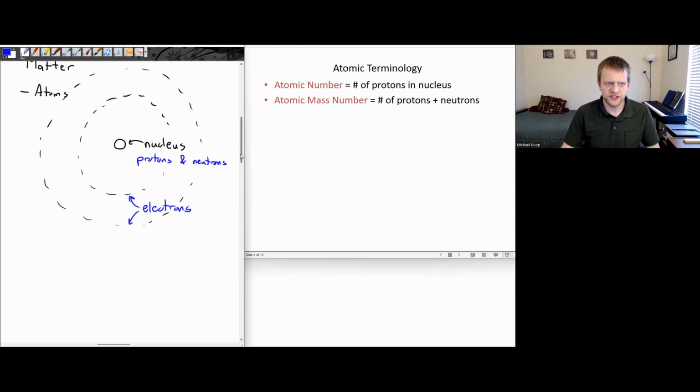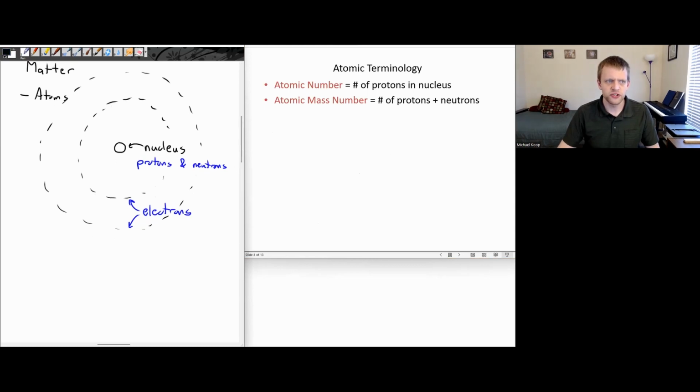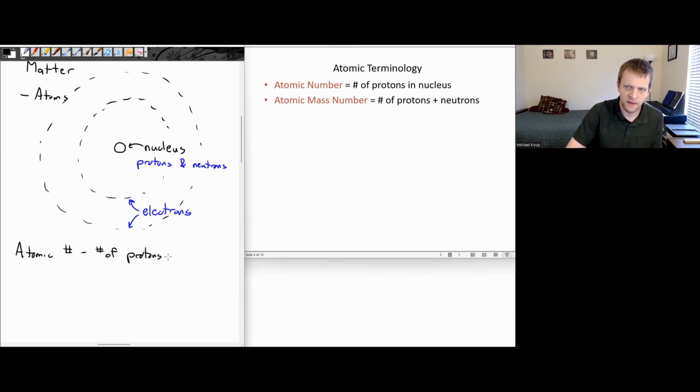So for these atoms, there's a little bit of terminology that we need. Let's talk about this. So first, atomic number and atomic mass number. So the atomic number is the number of protons inside the nucleus of that atom. And this actually determines what element you have, is just the number of protons. So this determines the element.